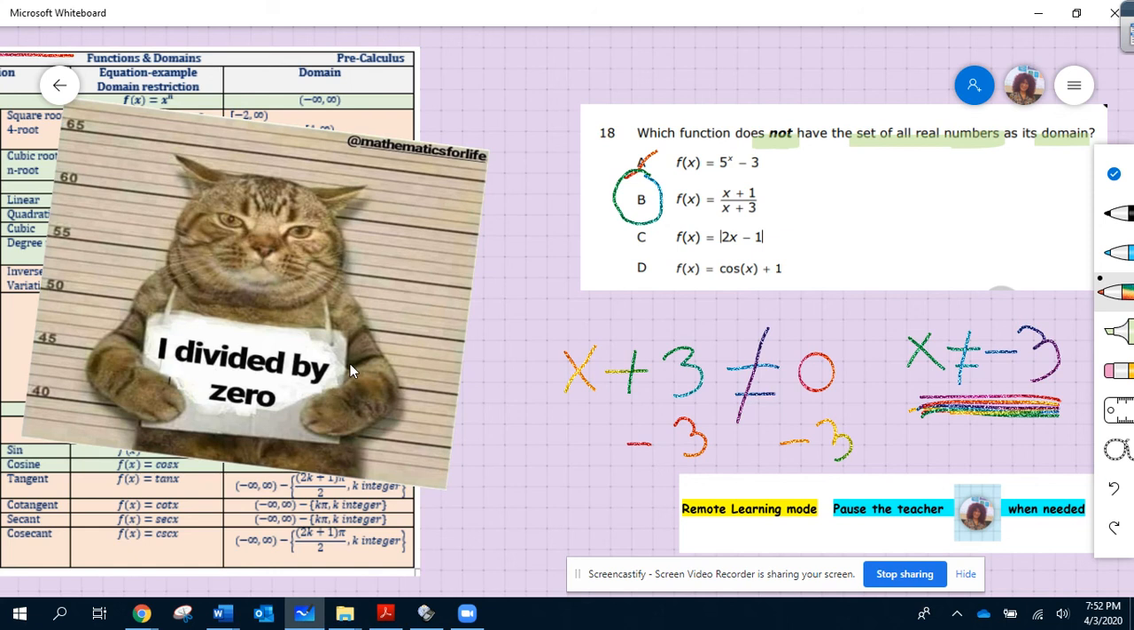So never divide by zero when you have a rational function, and if you remember this, you know how to find the domain of the function.